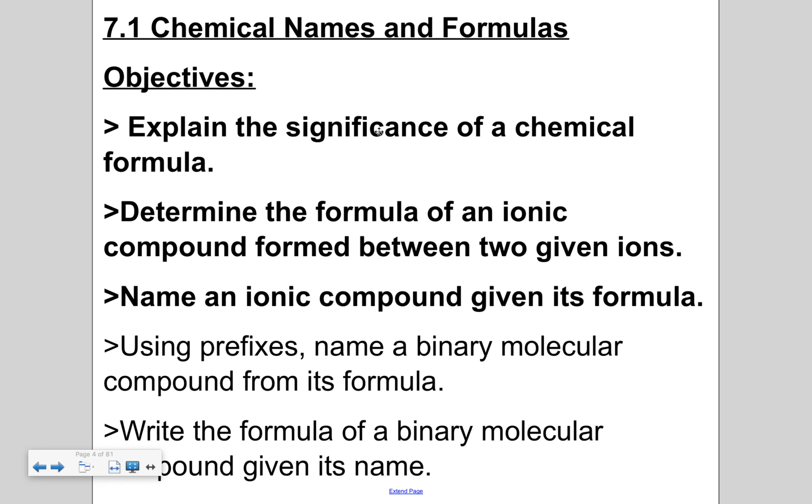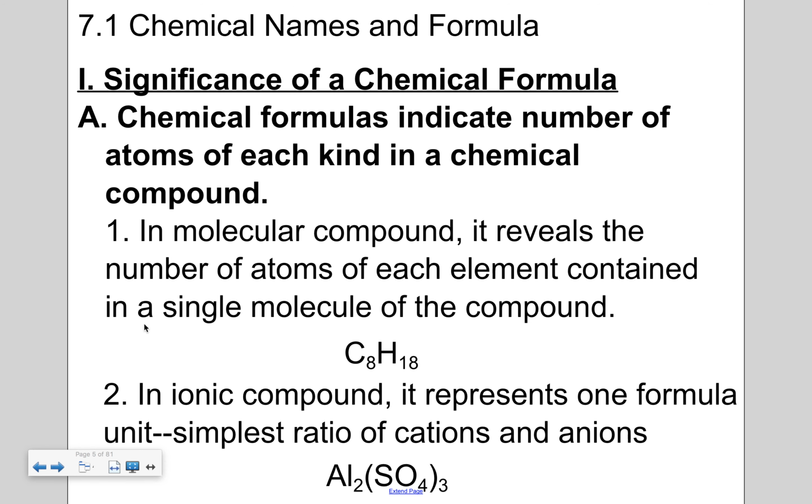So the learning objectives for today: explain the significance of a chemical formula, and then determine that formula when you're given two ions, and then if you're given the name, figure out the formula, so vice versa. All right, so we use chemical formulas to indicate the number of atoms of each kind in a chemical compound. We do this with molecular compounds as well as ionic compounds.